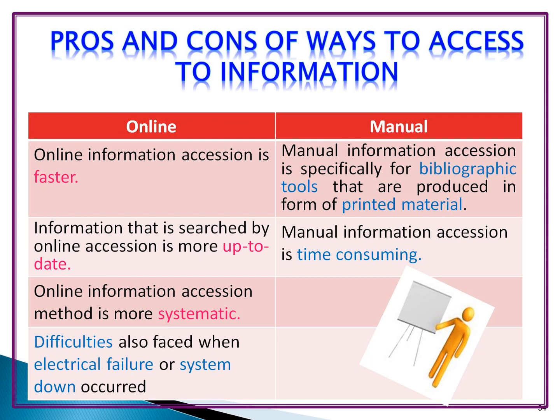Next, we have systematic. This online method is more systematic because it is according to a fixed plan. It is more structured and methodical, tersusun, class. But the drawback of having online as a way to access information is when we face electronic failure or a system down happens. So this is the problem.